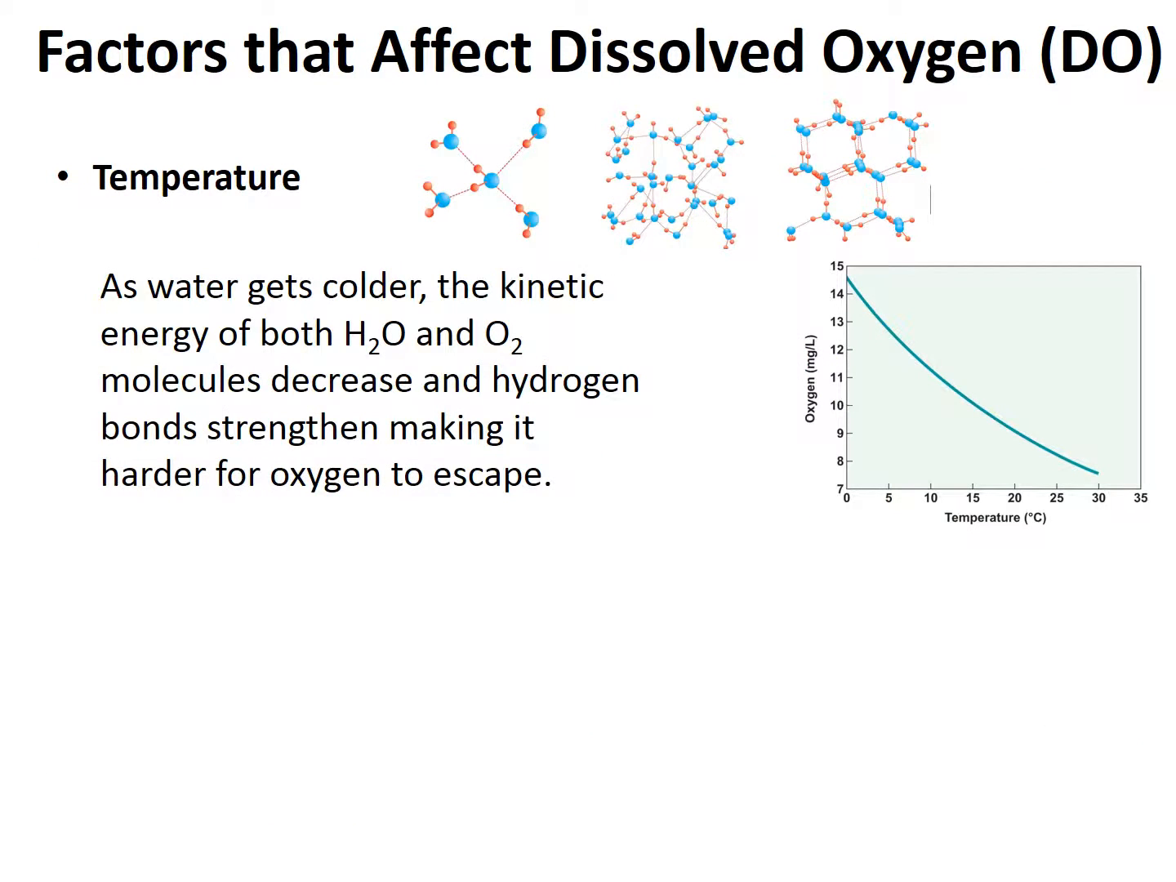Factors that affect dissolved oxygen concentrations in water include temperature. So as water gets colder, the kinetic energy of both the water and the oxygen molecules decrease. So they are moving slower. And that allows the hydrogen bonds between water molecules to strengthen. And that makes it harder for the oxygen gas to escape. So you can see in the diagram here that as temperature increases, the concentration of oxygen gas in water decreases. This is a negative correlation.